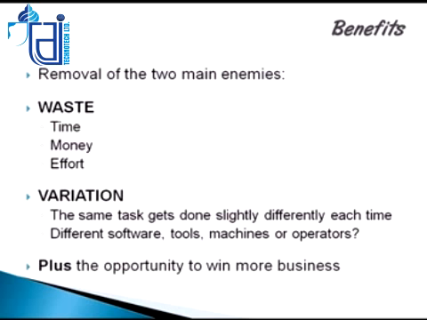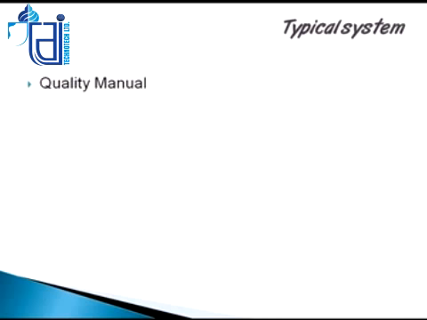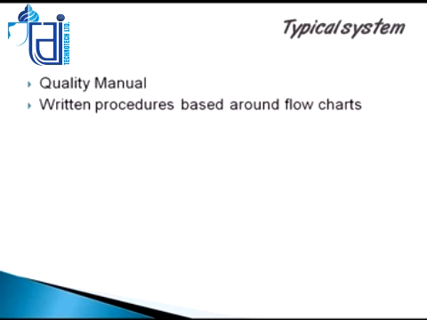The one that's often forgotten, though, is variation. Now, this is when the same task gets done, but slightly differently each time. Typical examples, you're using different software, different tools to do the job, or may even be a machine. And certainly operators can bring in variation. Classic case of when people are away on holiday, somebody will cover, they'll do the best, but it's never quite the same. Plus, the opportunity to win more business, and that's on the bottom line because, let's face it, that's where you want it to be, putting money on the company's bottom line.